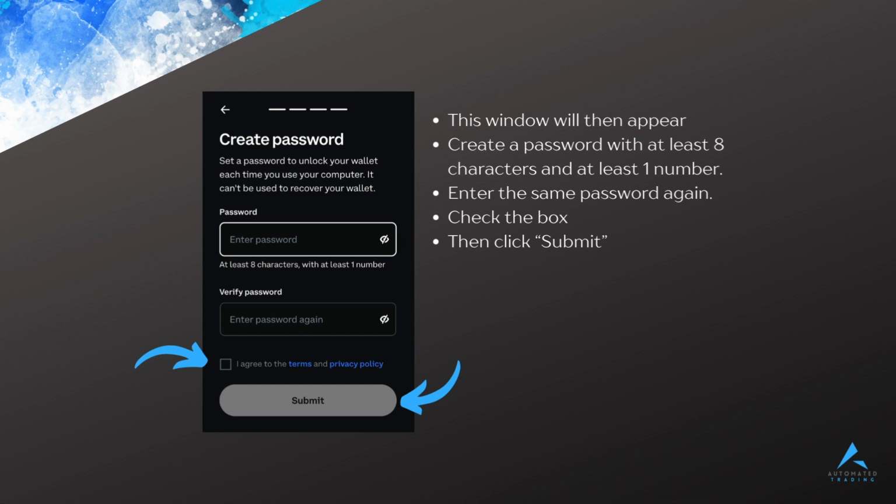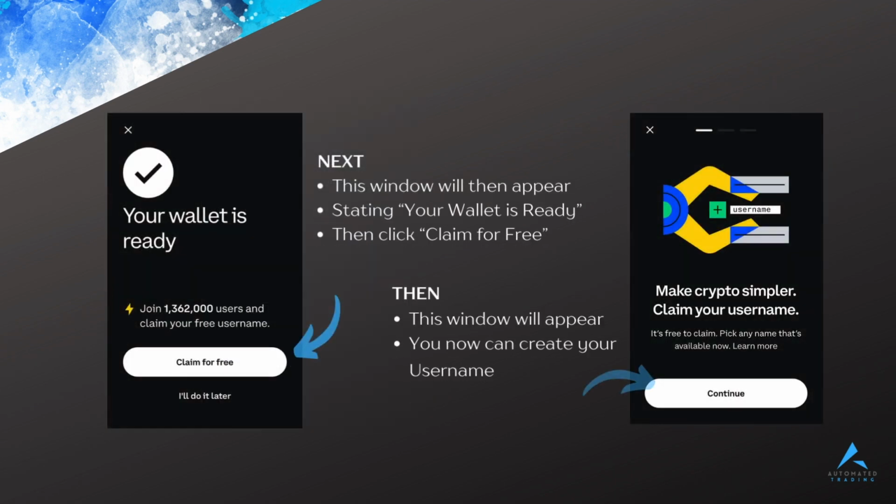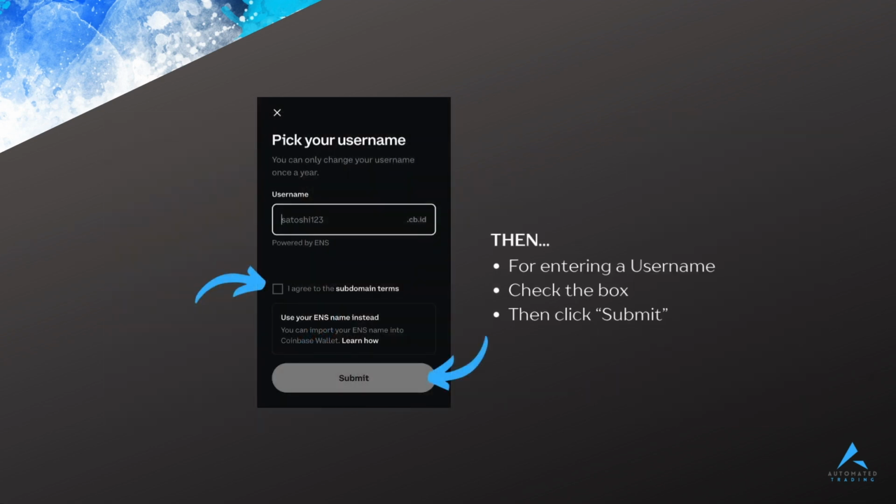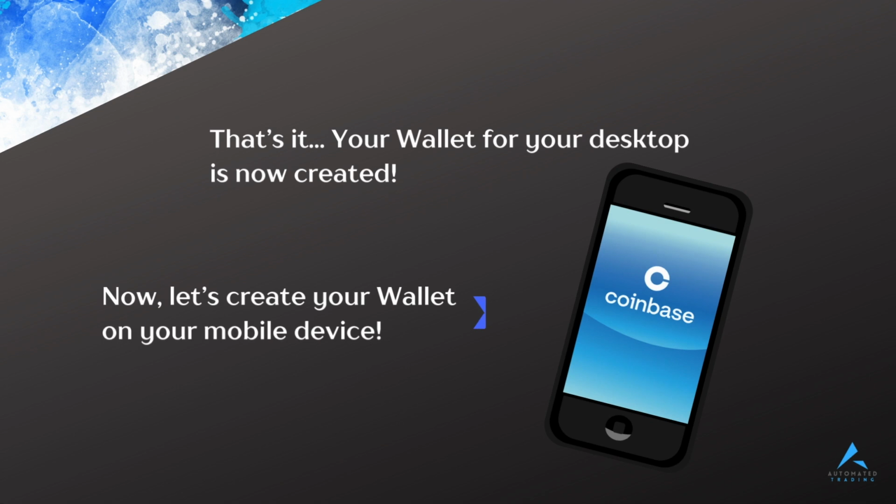Now next, this window will appear, stating your wallet is ready. Then click Claim for Free. Next, this window on the right will then appear, and you can create your username, and then simply click Continue. Then, enter in a username, check the box, then click Submit. And that's it. Your wallet is ready and your desktop is now created.